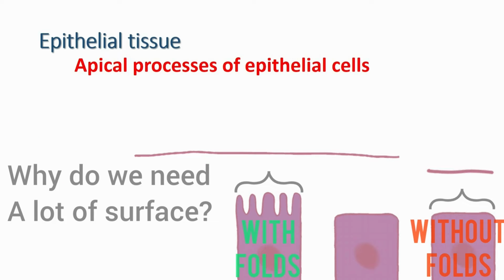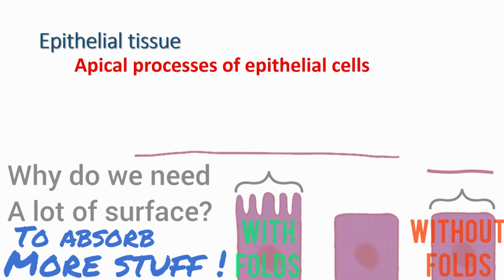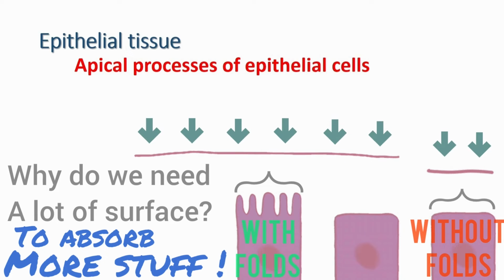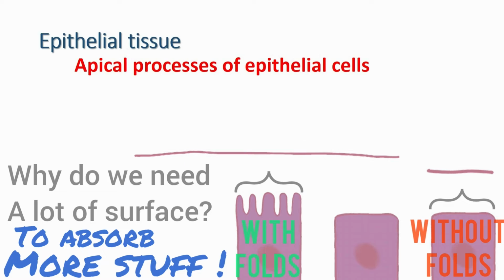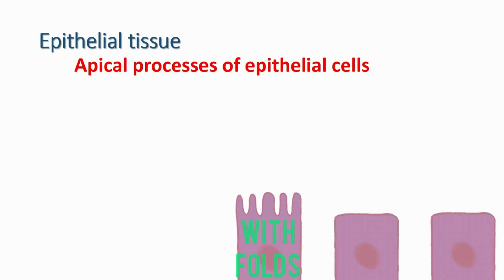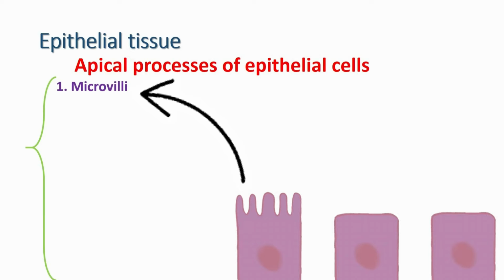But why do we need a lot of surface? To absorb more stuff. With an unfolded surface, this cell can only absorb this much. But with the more surface which is provided by these folds, the cell can absorb this much. So you can see how this can come in handy, huh? By the way, we don't actually just call them folds. These processes are called microvilli.